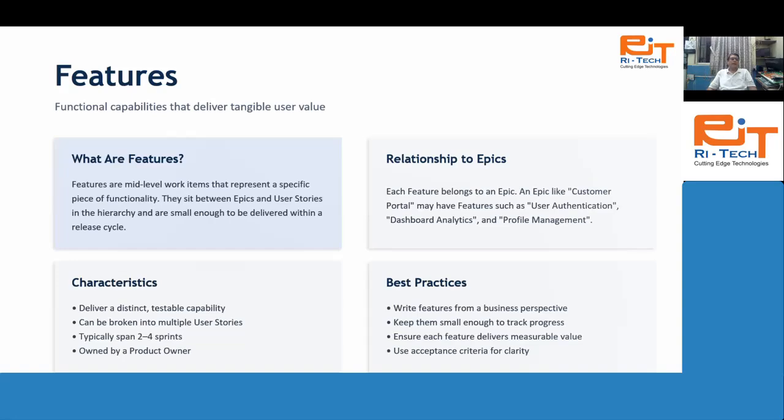Now, if you look at the characteristics, they deliver a distinct testable capability and can be broken into multiple user stories. They typically span 2 to 4 sprints and are owned by the product owner. Best practices: write features from a business perspective, keep them small enough to track progress, ensure each feature delivers measurable value, and use acceptance criteria for clarity.